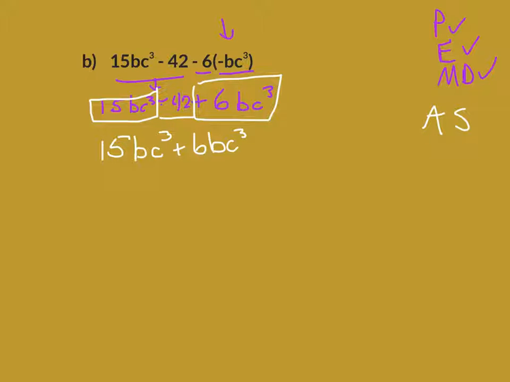So there's my BC cubed. Those are together in a box by themselves. And then I've got minus 42. That is a constant. It's not the same as those. So I've got 15 BC cubed plus 6 more, 15.